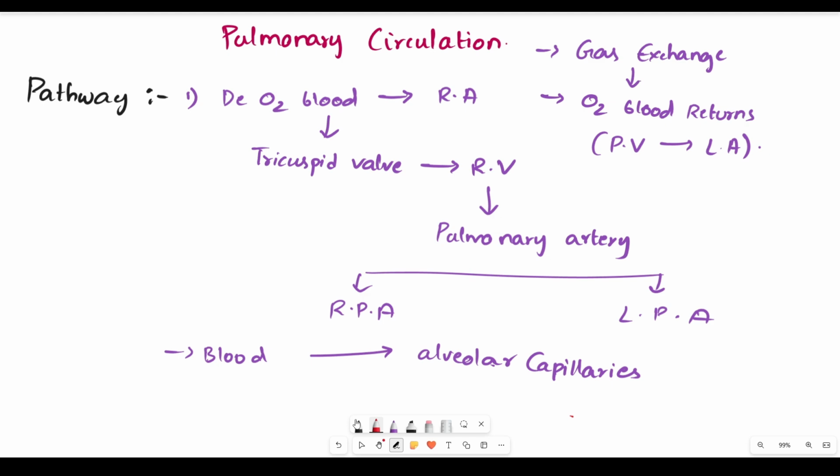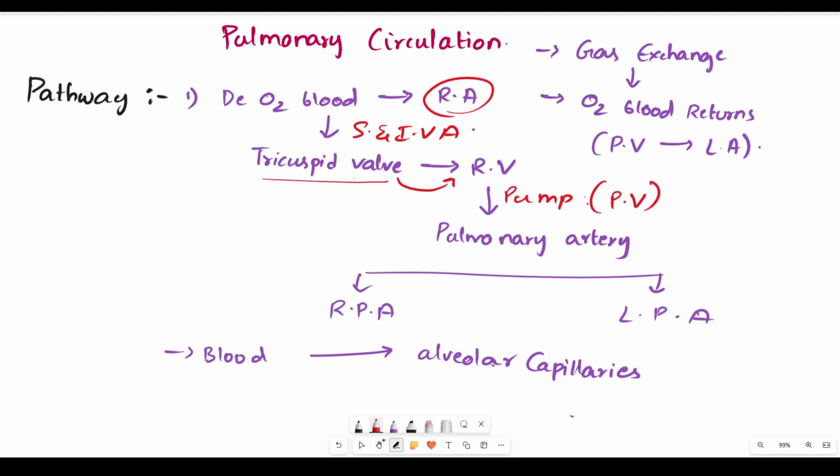So, the first step is the deoxygenated blood will be entering into the right atrium through the superior and inferior vena cava. Thereby, it will be passing through the tricuspid valve. From the tricuspid valve, it will be entering into the right ventricle. From this right ventricle, with the help of the pulmonary valve, it will be pumping the blood into the pulmonary artery.